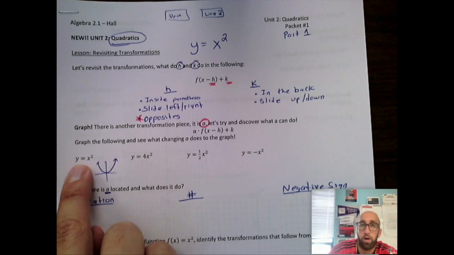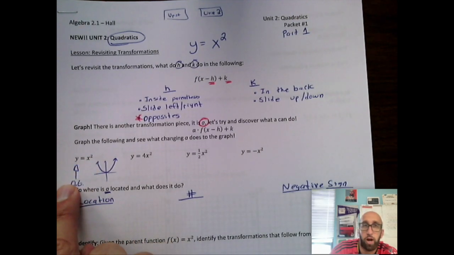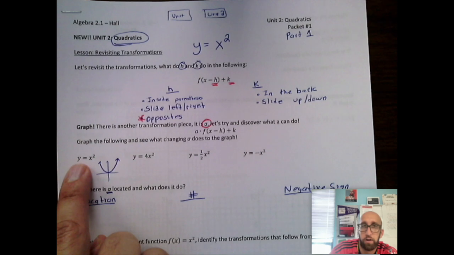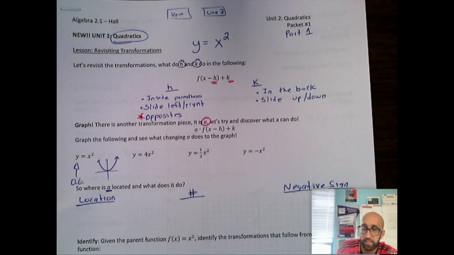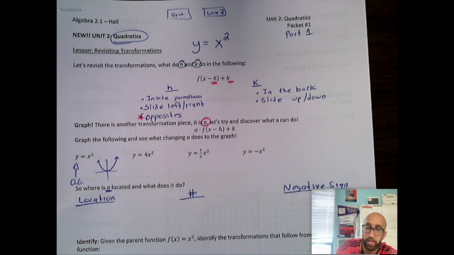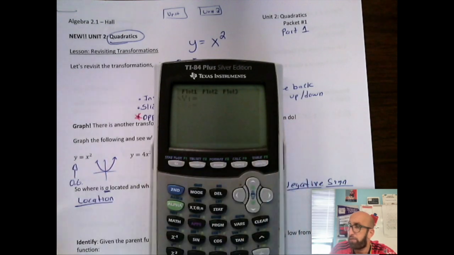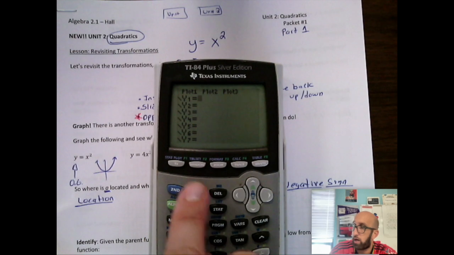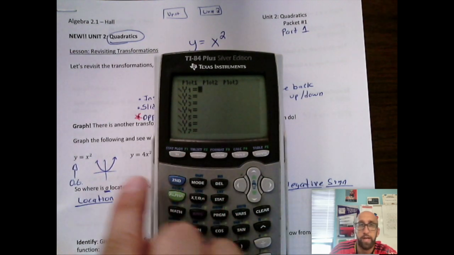So what we're going to start with is our original graph. This is the parent function, y equals x squared. This is the very baseline graph, and then we'll start messing with transformations of A. So in a calculator, if you go to y equals, that's this top left button, we need to type in x squared.